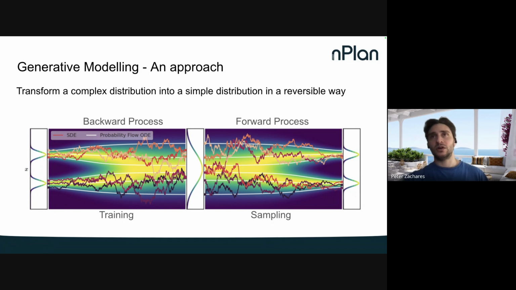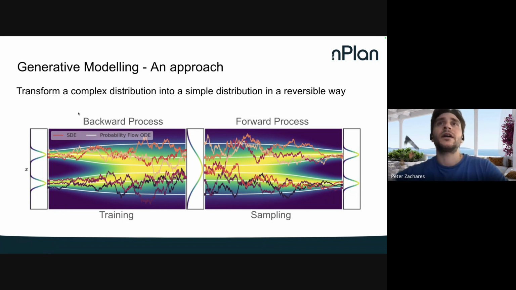And then you can go in the opposite direction. This is a really common approach, because sampling tends to be much easier: you can just sample from the simple distribution and transform it. Also, depending on how you do it, the likelihood estimation can be fairly straightforward as well, but tends to be harder than with other models.